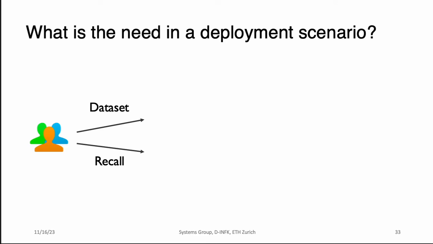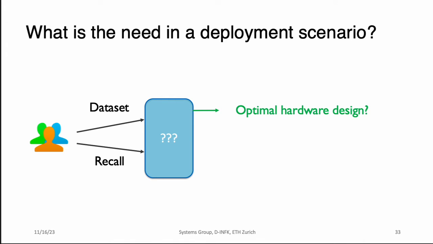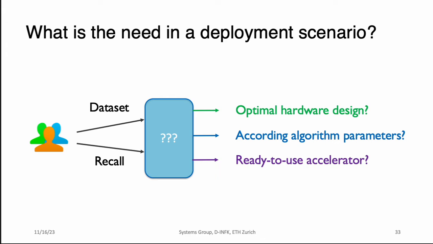So given this scenario, we ask what method we can use that takes the user's requirement and automatically determines the optimal hardware design for it. And then, accordingly, what is the optimal algorithm parameter that we should use to run on top of that hardware. And finally, can we automatically generate a ready-to-use accelerator so we hide all this hardware complexity from the users?